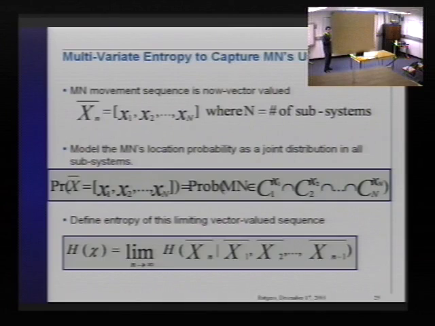So we extend the same model of location update. Now, instead of the mobile movement sequence being a sequence of symbols, it becomes a sequence of symbol vectors. Let's say there are n subsystems, n networks in the environment, then each update is basically a tuple over the subsystems. So then you can model the location probability as a joint distribution across all these subsystems. Just a little bit of notation: C1 x1 means the x1 cell of subsystem 1, C2 x2 is the x2 cell of subsystem 2. So this probability says that the mobile is simultaneously in this cell of this subsystem and that cell of that subsystem, and so on. And given this sequence, you can define an entropy of this vector-valued sequence. It's a vector-valued entropy.